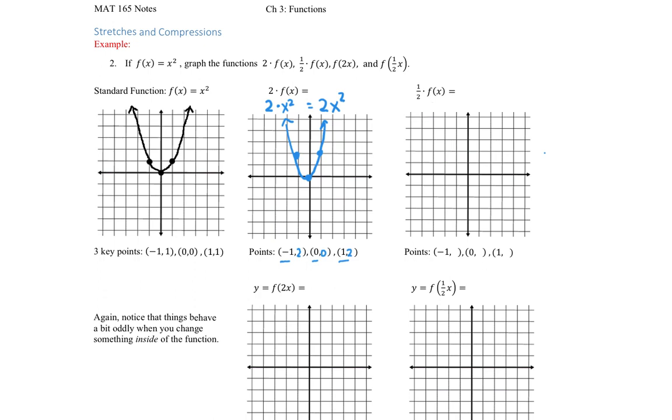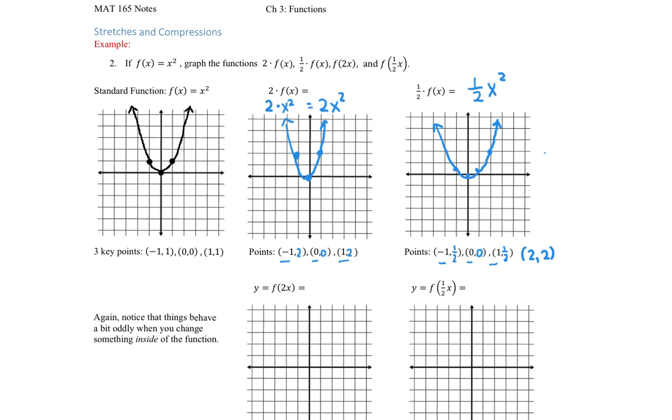Now let's see what happens if we multiply x squared by 1/2 instead of 2. Again, let's take a look at what our function would be, 1/2 times x squared, and let's plug our key points into 1/2 x squared. We'll get these 3 points, and just to help myself, I'm going to plot another point as well. Here are the points, and let's go ahead and draw a parabola through those. Our parabola will look like this.